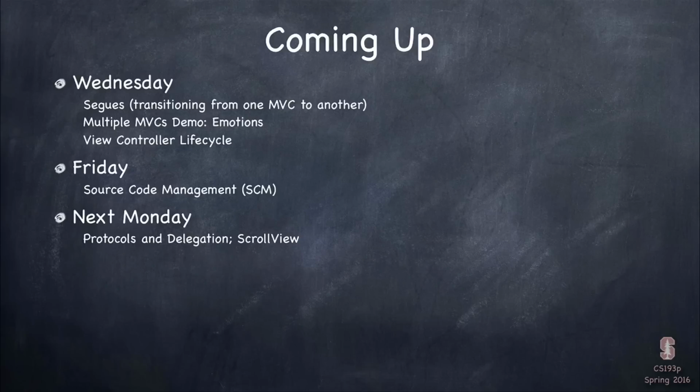That's part of the two methods that I always delete when I start a new thing. We'll learn what those things are so you don't have to delete them. Friday, really good optional section, which is source code management. Remember, I've been not clicking that button. Now you'll know what that is, and you can click that button from now on if you want after Friday. And then next week, we'll talk about protocols, delegation, scroll view, all kinds of wonderful stuff.